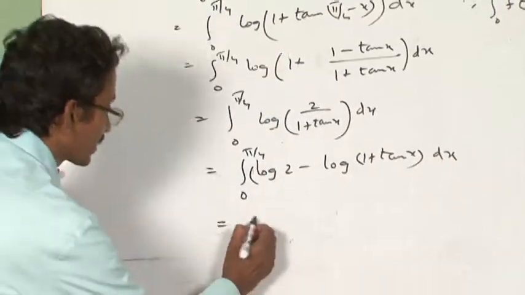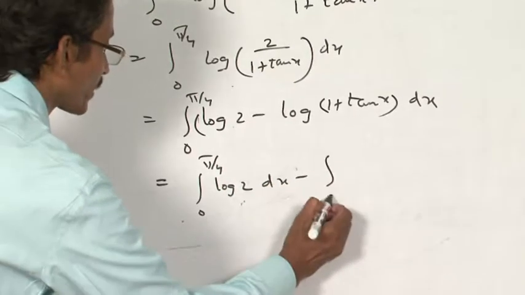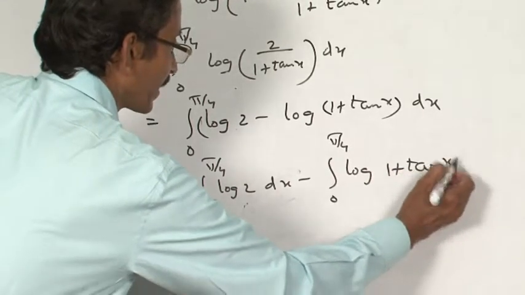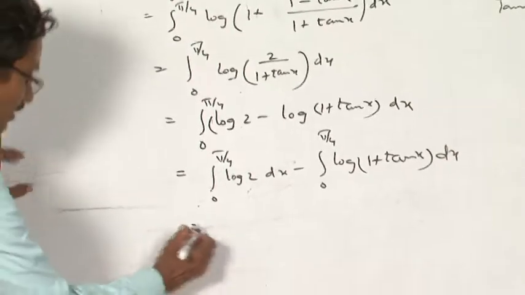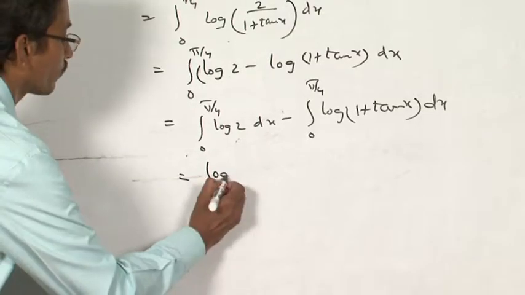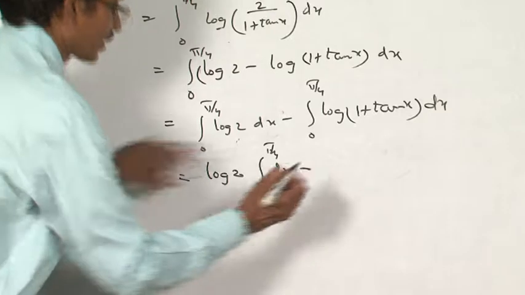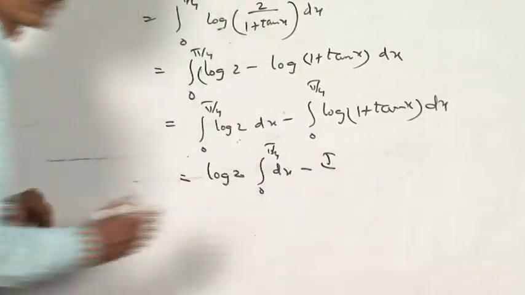Now, I can write this as the integral from 0 to pi by 4 of log 2 dx minus the integral from 0 to pi by 4 of log(1 plus tan x) dx. See here, the integral from 0 to pi by 4 of log 2 dx is equal to log 2 times the integral from 0 to pi by 4 of dx, minus this one, which we assumed to be I.